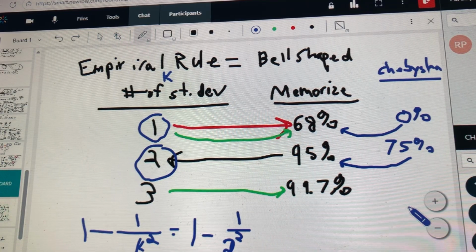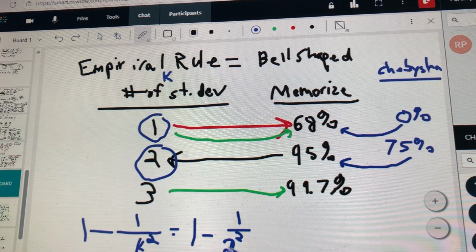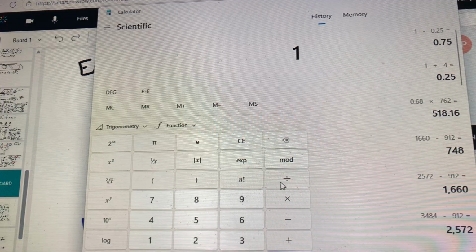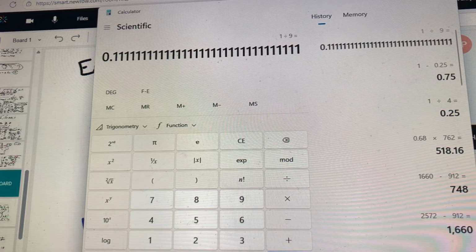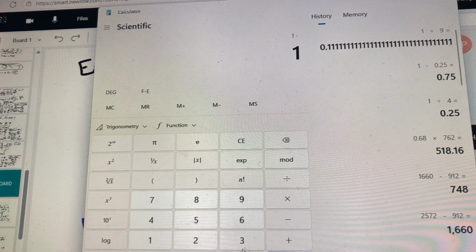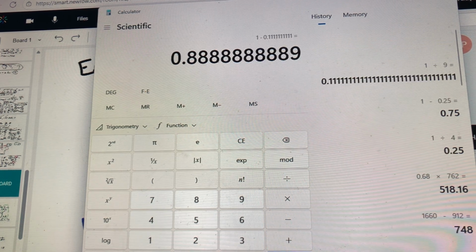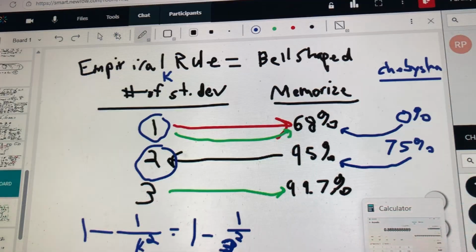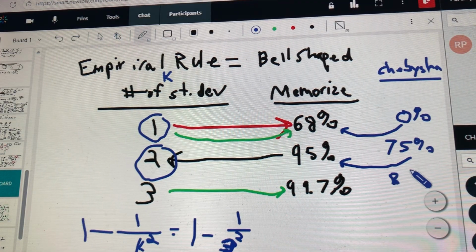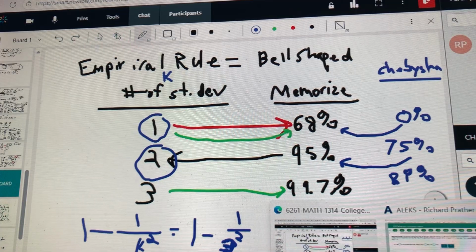If you don't know something's bell-shaped or symmetrical, then you can't use the empirical rule. And often the answers are smaller, which is why this procedure works. If you change this to a 3, 3 squared is 9. 1 divided by 9 is 0.1111. And then if you subtract that from 1, you get 0.8888 repeating, so it's 0.89 or 89%. So Chebyshev's is 0, 75, and 89 rather than 68, 95, and 99.7. Other than that, you do it the same way.